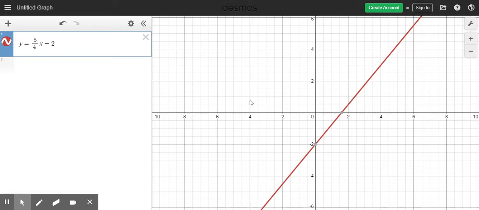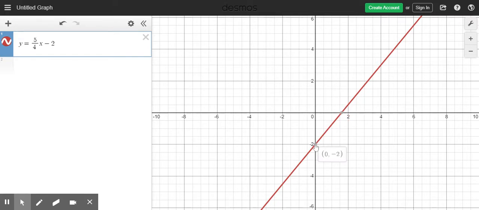But I wanted to show you how we could find the slope in a different way. We already have looked at rise over run, so we can count from one point to another, up 5, go up 5 over 4. 1, 2, 3, 4, 5. 1, 2, 3, 4. So we can go up 5 over 4.